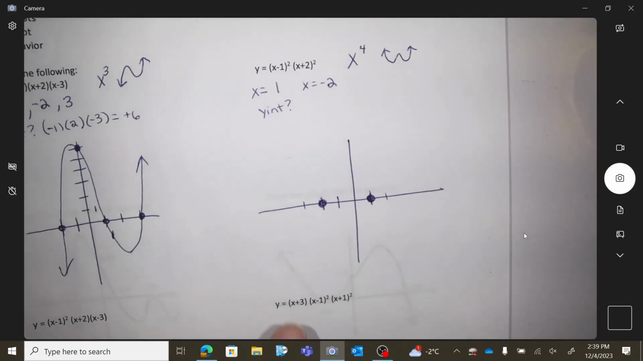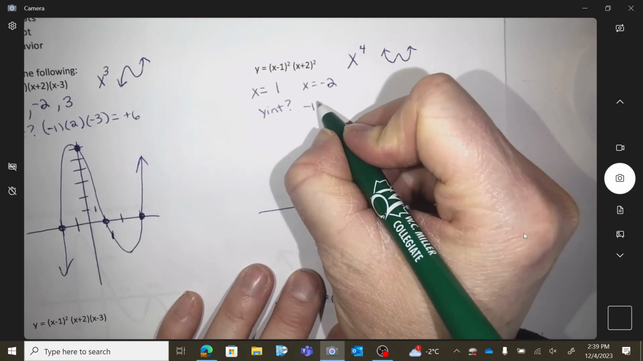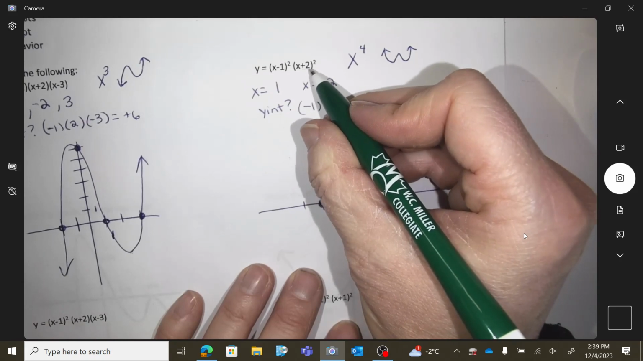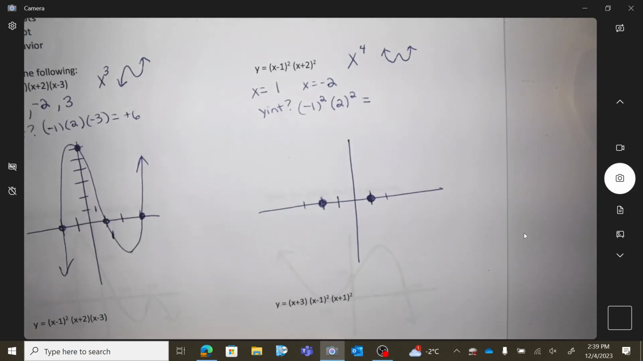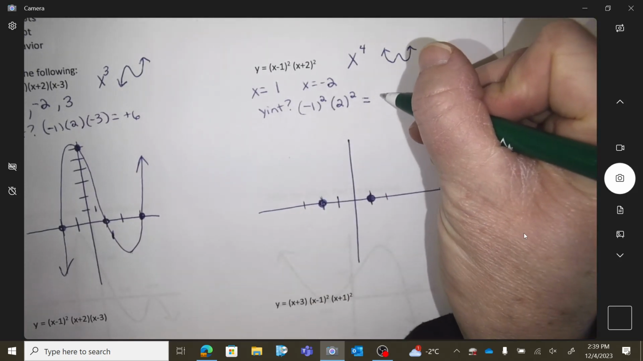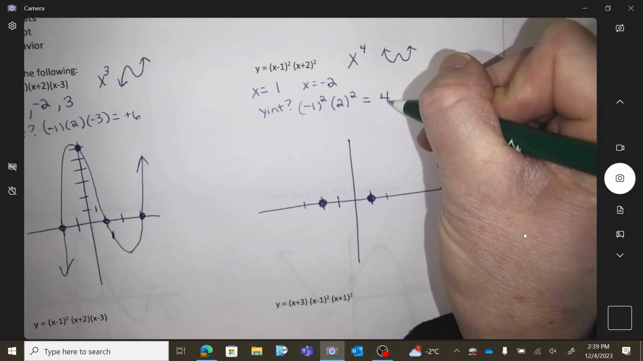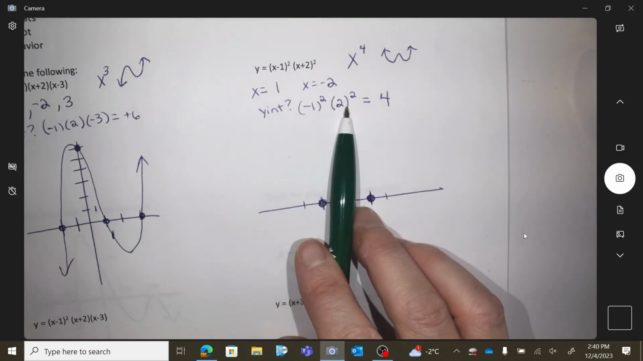Okay, so if x is 0, 0 minus 1 squared times 0 plus 2 squared equals the number... 6? 8? Oh, 4. Negative 1 squared is just 1 times 2 squared, 4, right?